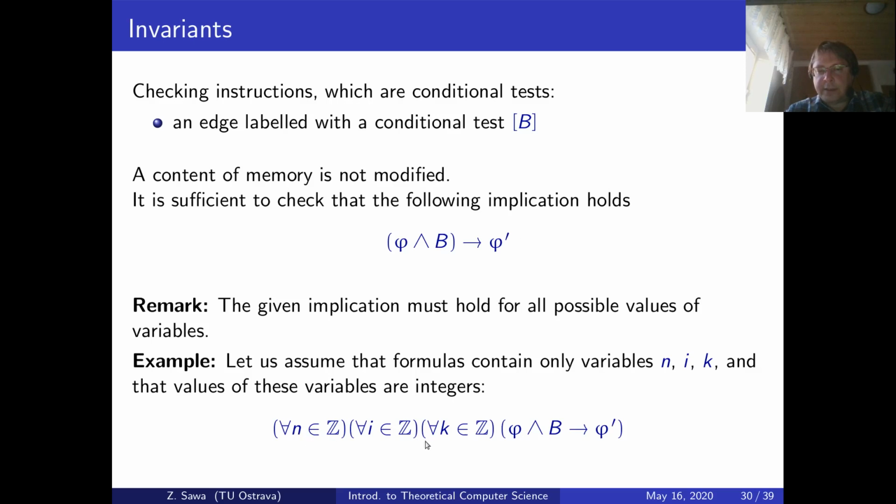So basically we will check that such a formula is true in the given interpretation. If these are all the variables we consider, n, i, k, then for each value of n, each value of i and each value of k, if the original invariant is true and also the condition is true, so the given transition is really performed, then the new invariant will be true.